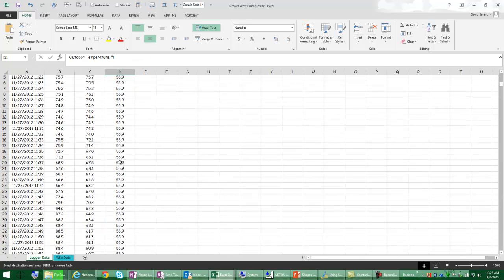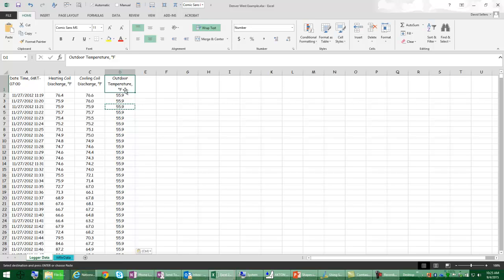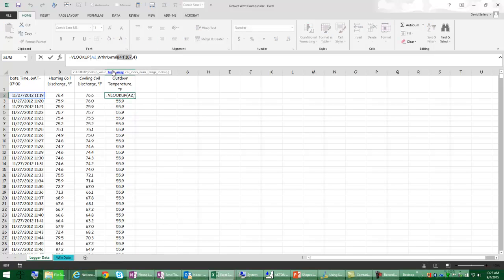If we lock that down to an absolute address, that's really easy to do. You can either manually enter a $ sign ahead of the cell references, or if you just highlight that and hit F4, it'll put the $ signs in for you. The $ signs lock you to those specific cells. So now watch what happens when I copy this formula.